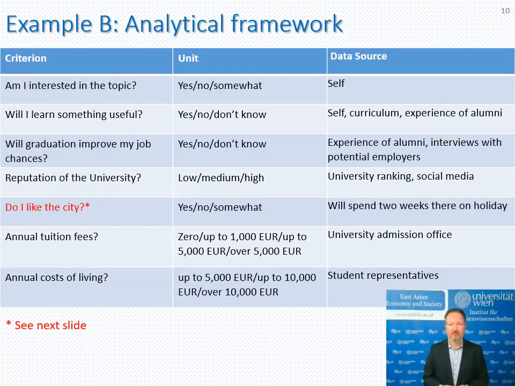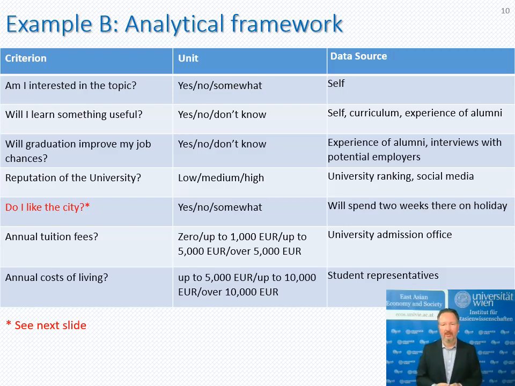So, am I interested in a topic? You have these: yes, no, or a little bit. Will I learn something useful? Yes, no, or don't know. These are also possible options. And then you see where you get the data from. Like, am I interested? That's something you need to ask yourself. Will I learn something useful? That's, for example, where you see you can combine sources here, right? You can look at the curriculum, you can talk to alumni and try to compare that to your own preferences and so on.